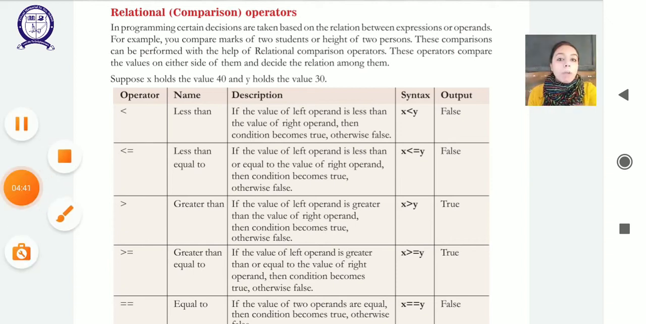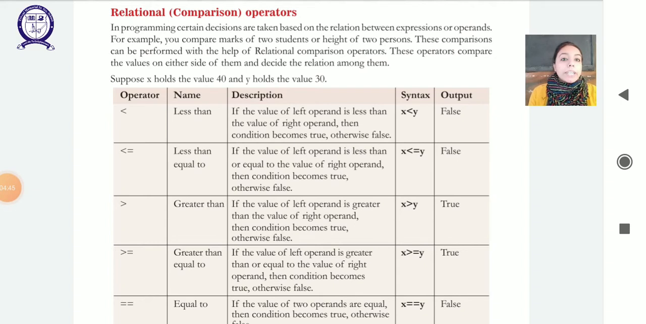So when we talk about the relational operators, in programming, certain decisions are taken based upon the relation between the expressions or the operands. Sometimes we compare the marks of two students, sometimes we compare the height of two persons. So these comparisons can be performed with the help of relational comparison operators. These operators compare the value on either side of them and decide the relation among them.